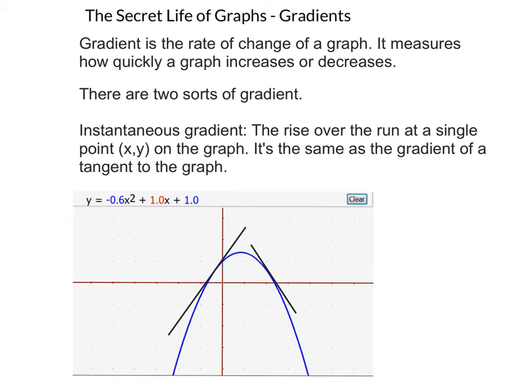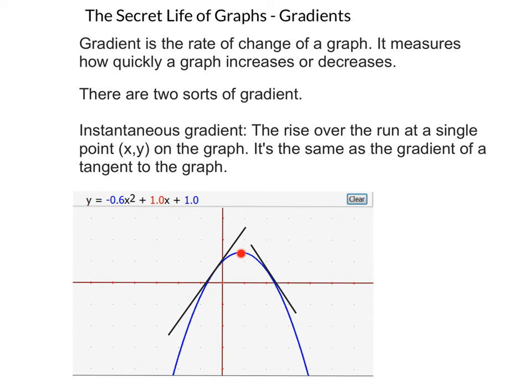The other sort of gradient is called instantaneous gradient, the rise over the run at a single point on the graph. It's the same as the gradient of a tangent to the graph. So at this point here, this straight line, which will have its own equation, y equals mx plus c, has a gradient of m. The gradient of this straight line is the same as the gradient of the curve at this point. But at another point like this one, the gradient of the curve is now different.